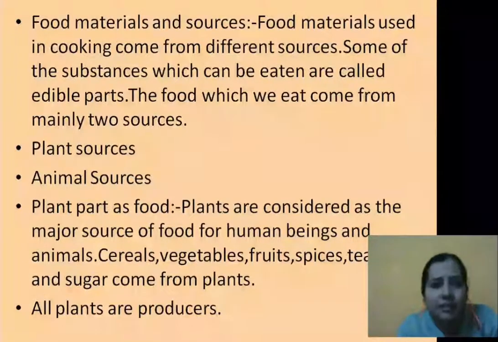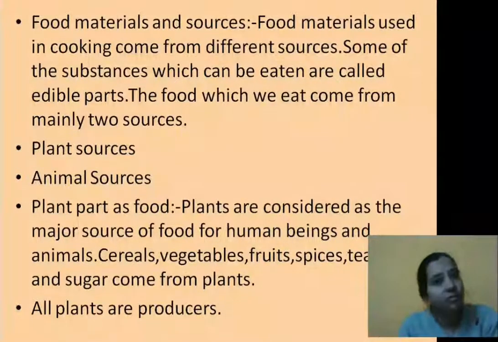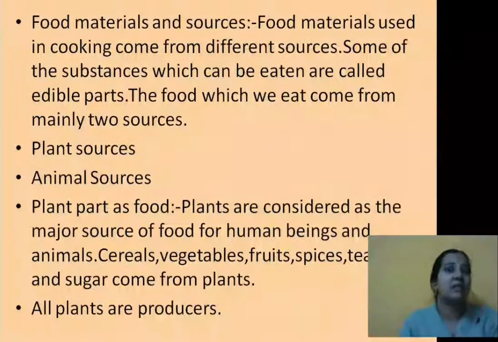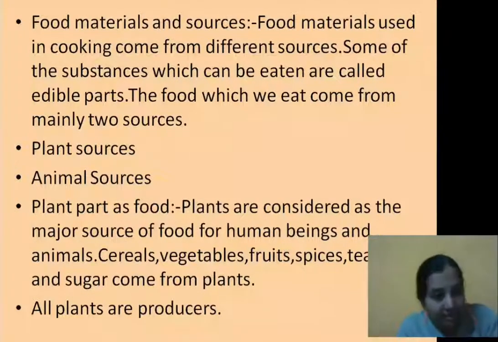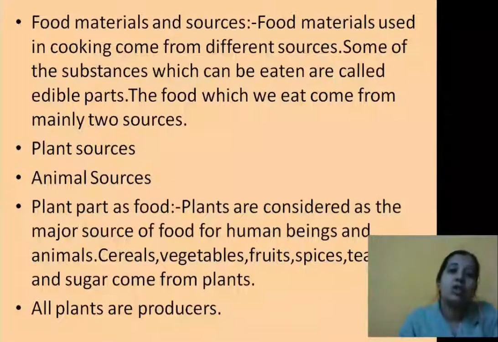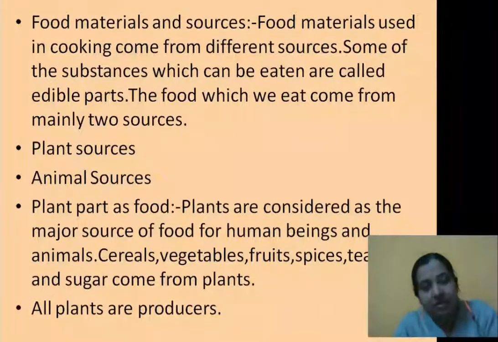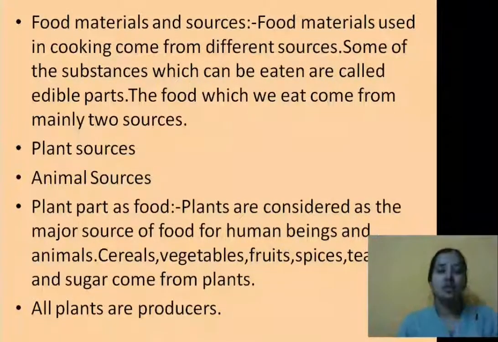Chapati, wheat. Where does it come from? Yes, plants. Rice, plants. Then we have fruits, plants. Spices, masala saman, plants. Correct. Then we have vegetables, plants, of course. Sugar that we eat comes from sugar cane, again a plant. That means most of the food items that we take are majorly coming from the plant source. Therefore, all plants are producers. That's what? All plants are producers.